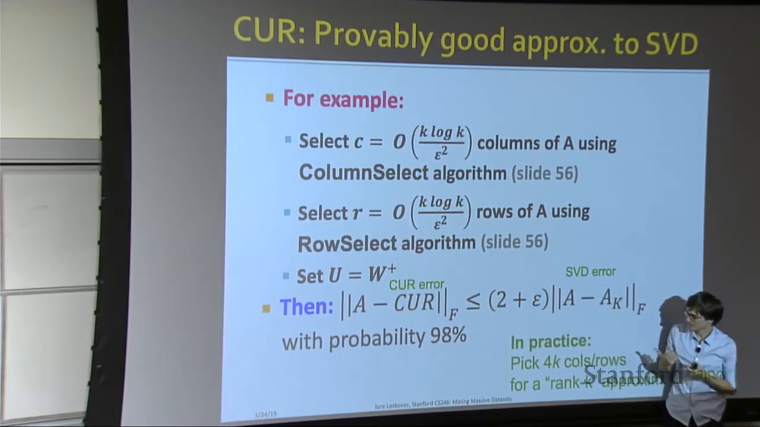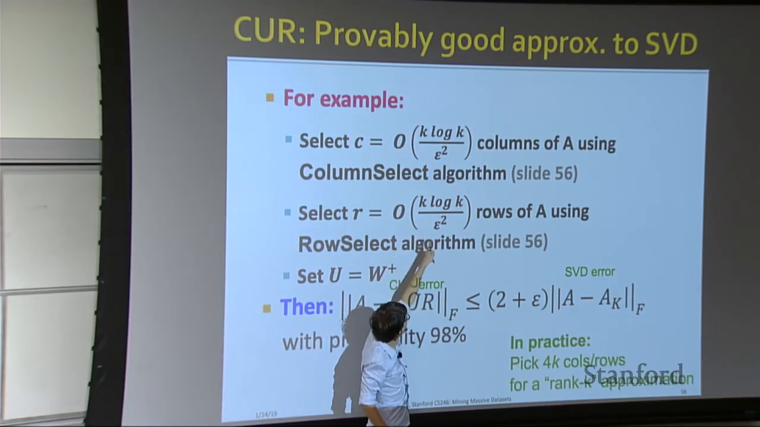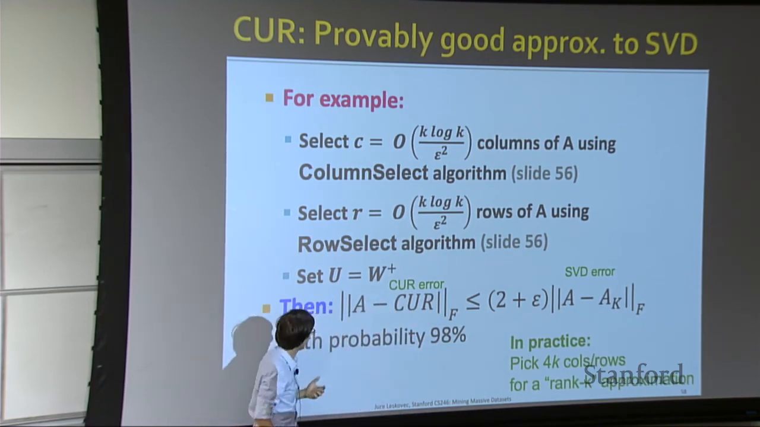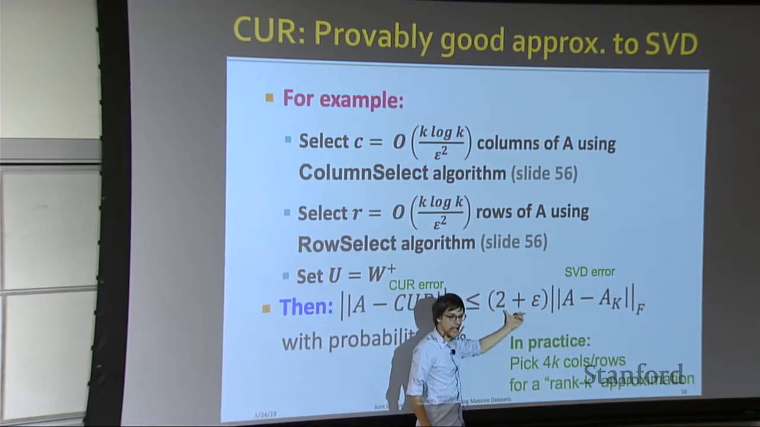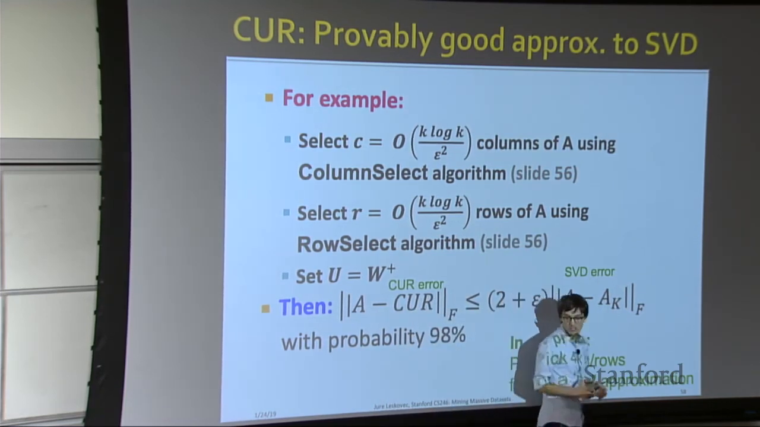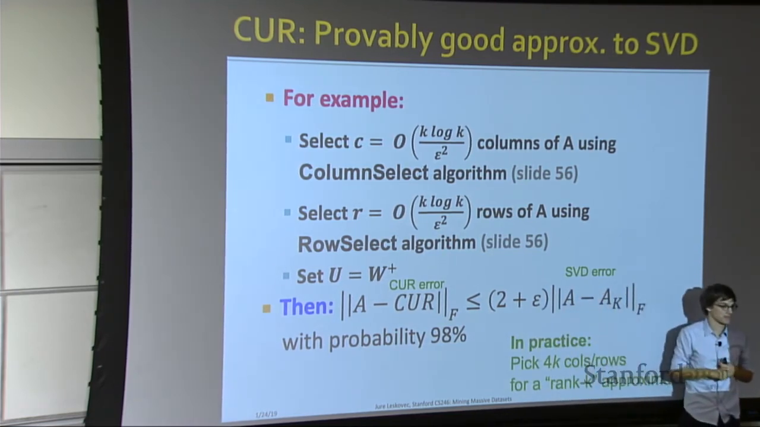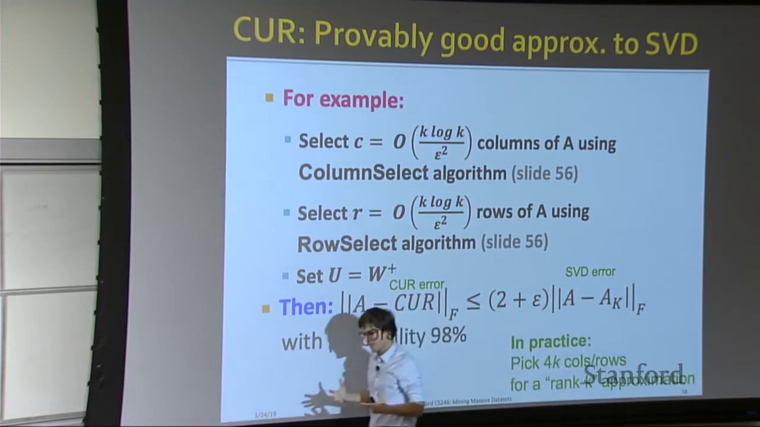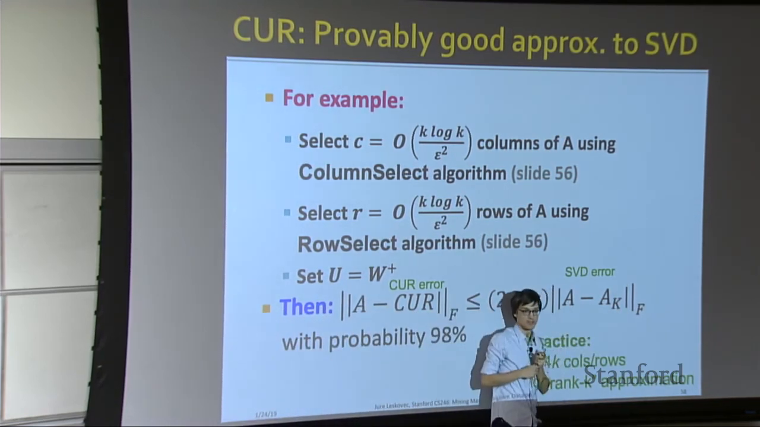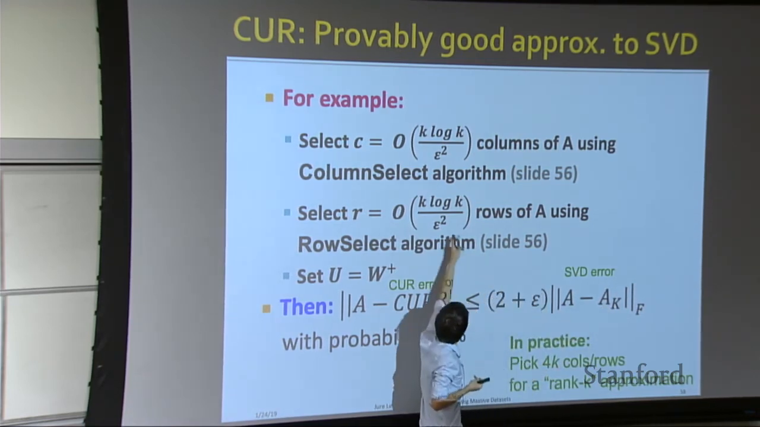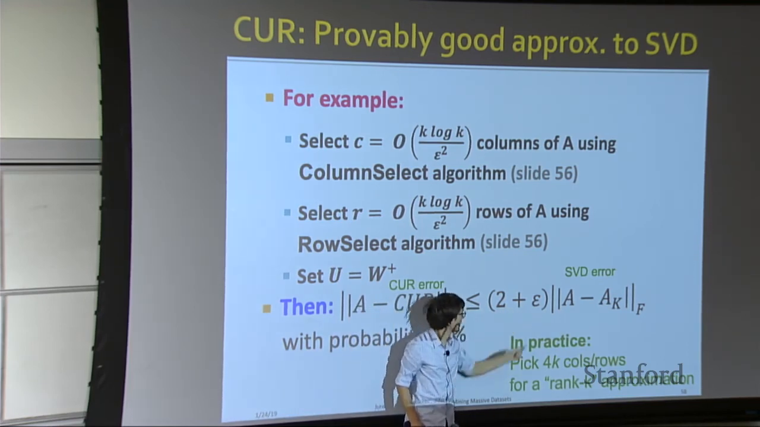Okay? So let's think again, what does this mean? I'm saying if I want an approximation of rank k, I need to sample k log k rows, and I need to sample k log k columns, and the difference between the actual data and my approximation will be 2 plus epsilon times the optimal error, right? So this is the best I could do, because SVD is the best rank k approximation, and I'm doing at most 2 times worse. All right? So I am inside a factor 2 of what SVD can do. My error is at most 2 times the error of SVD. SVD is of rank k, and I am of rank k log k. So I'm paying log k here, and I'm paying a factor 2 of error plus this epsilon. Okay?